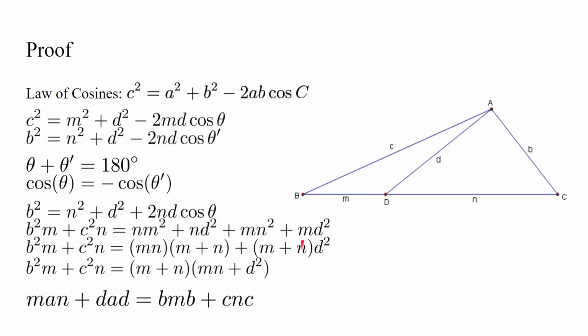Factor m plus n out of these two. Wait, you notice you can factor m plus n out of these two. Get over here: b squared m plus c squared n is equal to m plus n times mn plus d squared. Expand that. Man plus dad is equal to bomb plus the sink. The wonderful relationship we were looking for all along.